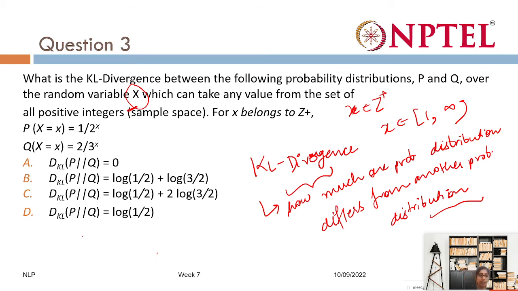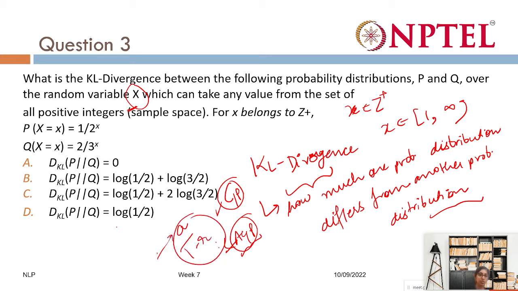If needed, you apply the formula for the GP series and AGP series, geometric progression and arithmetic geometric progression. What is the formula for the geometric progression? A upon 1 minus R. A is the first term and R is the common ratio. You might need to use this, so use it wherever needed. And let me know what answer you are getting. I've already given you the hint.